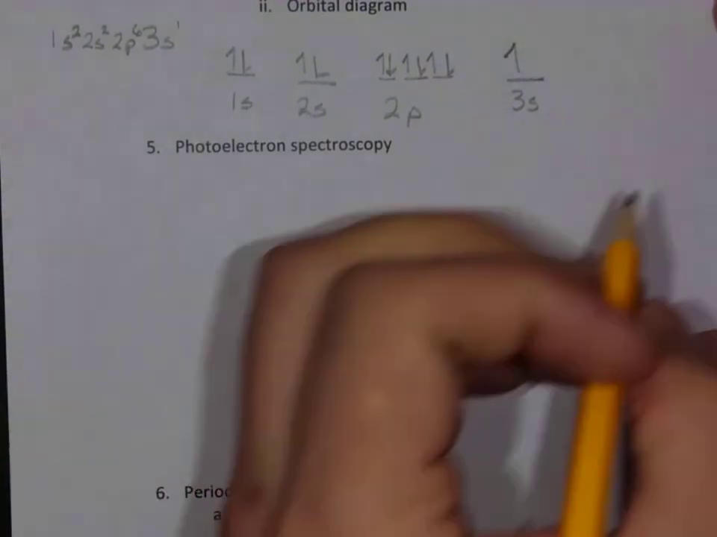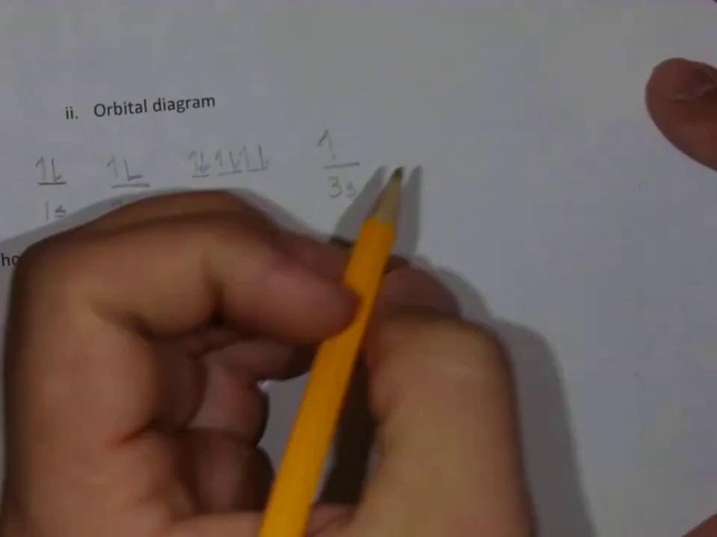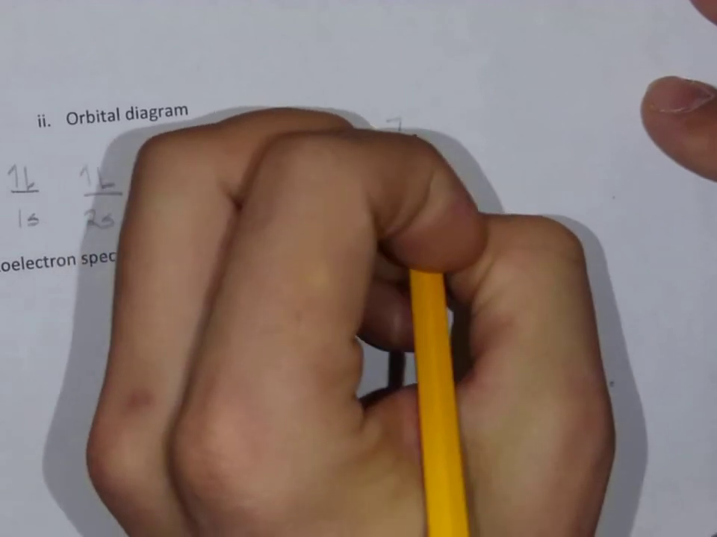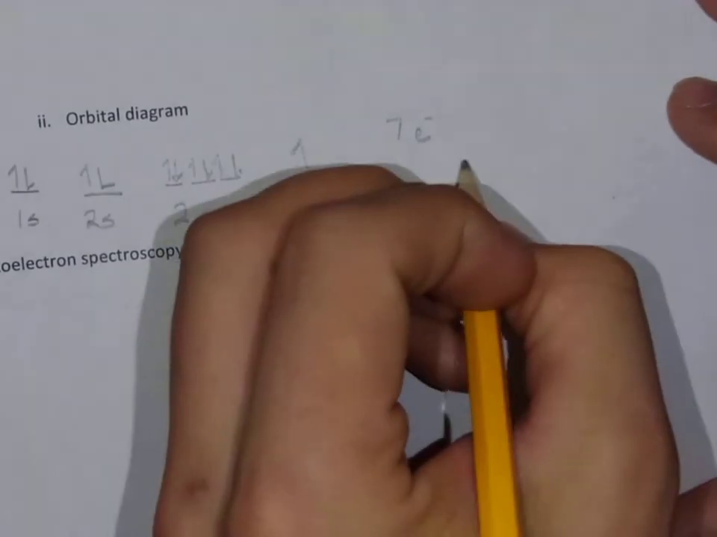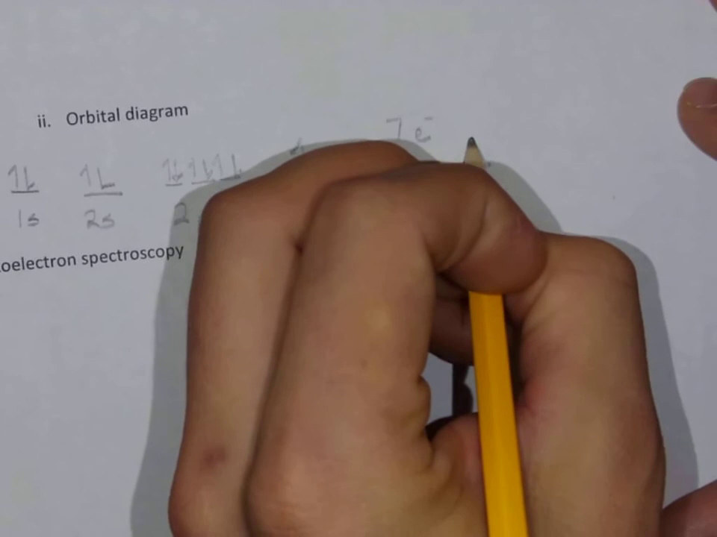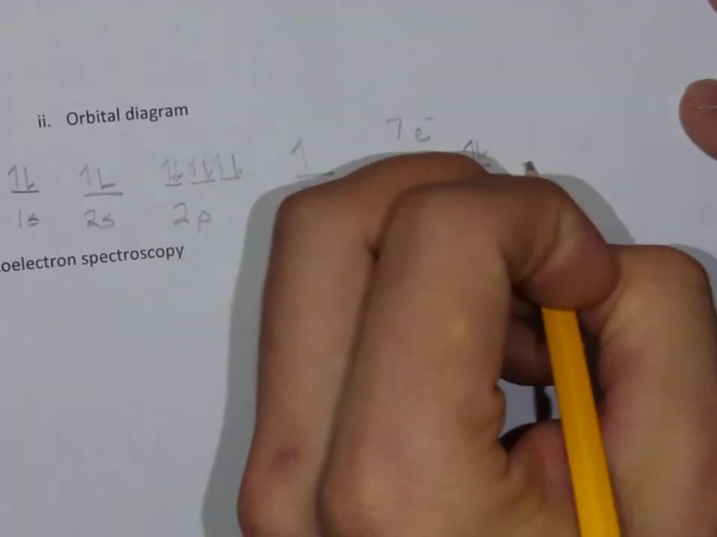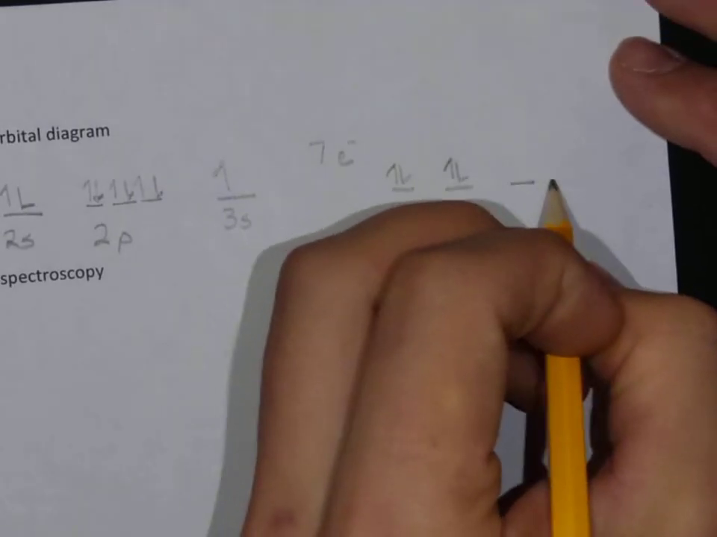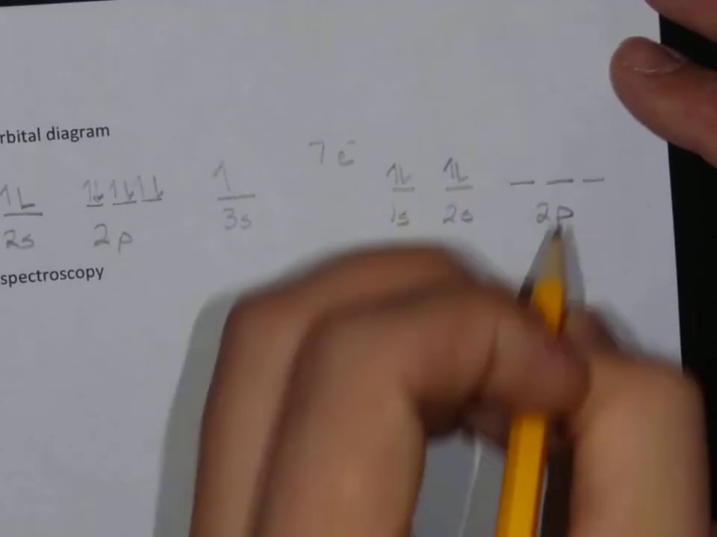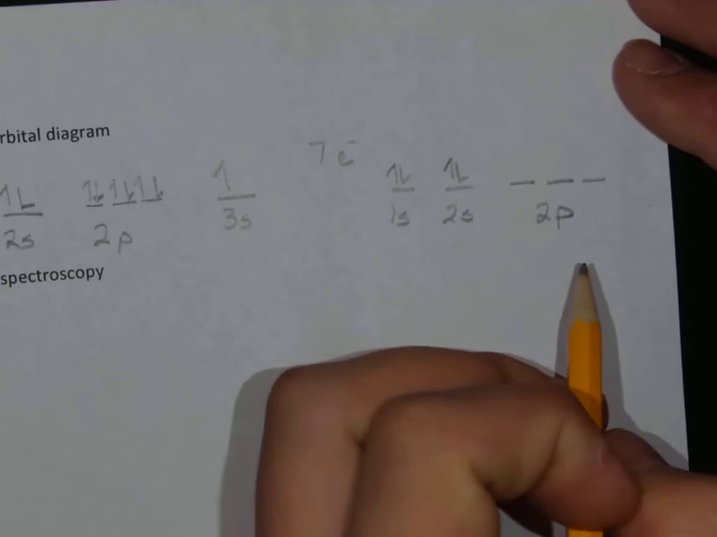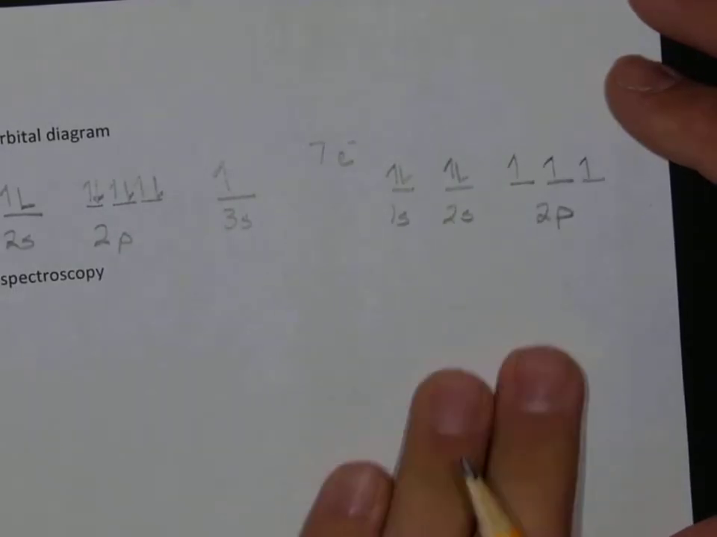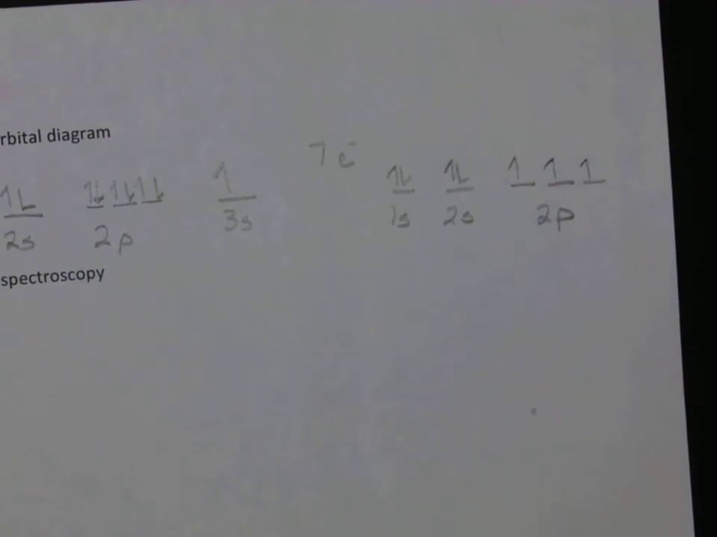So if I ended up with something, say like nitrogen, nitrogen has 7 electrons. So it would go the 1s, it would have the 2s filled, and then I would go to my 2p, where I've got 3 orbitals. I would put 1 into each, and if I had just a single nitrogen atom, it would be magnetic.